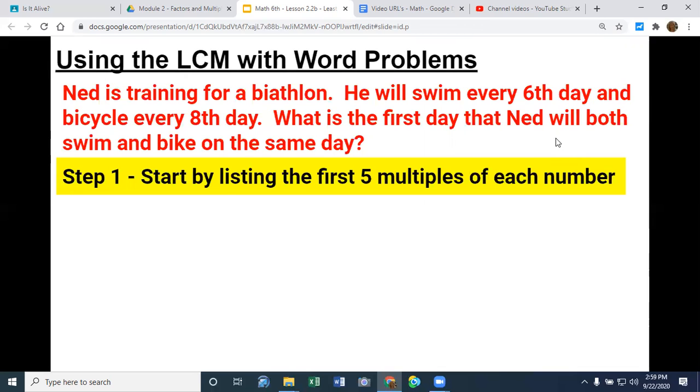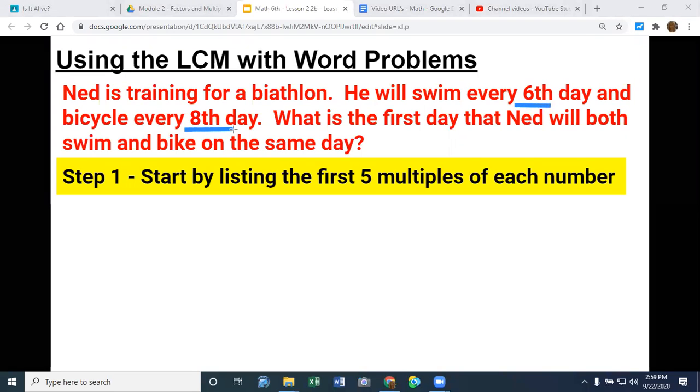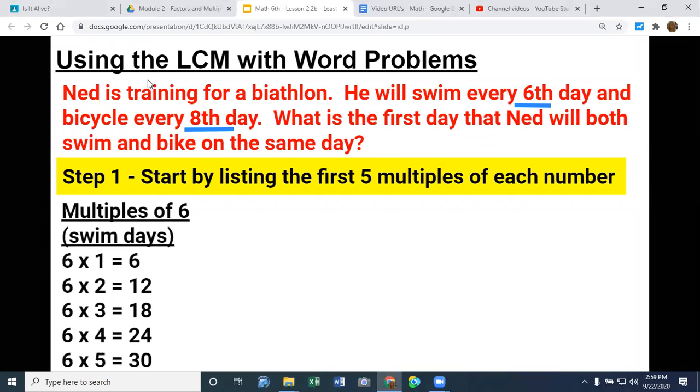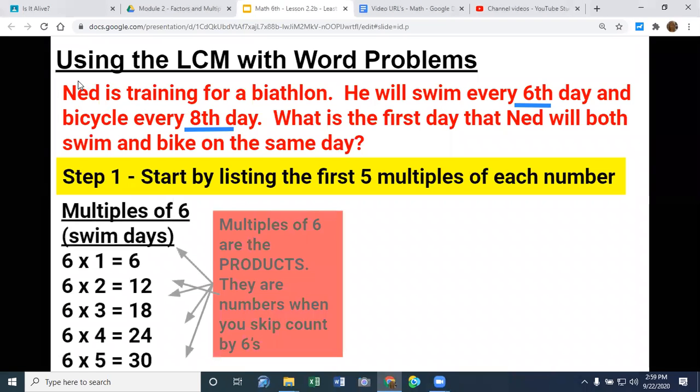So step 1, start by listing the first 5 multiples of each number. What are our 2 numbers that we're going to use from the problem? We're going to use 6 and we're going to use 8. We're trying to find the least common multiple when we get our first match. So list all the multiples of 6. 6 times 1 equals 6. 6 times 2 equals 12. 6 times 3 equals 18. 6 times 4 equals 24. 6 times 5 equals 30. Remember that the multiples of 6 are the answers: 6, 12, 18, 24, 30, or skip counting, counting by 6s.